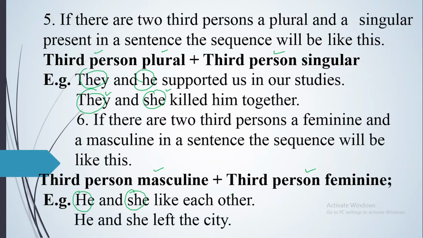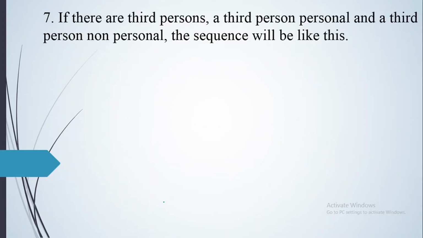He and she left the city. Now he is the masculine and after that feminine, she, left the city. We have got rule number 7.